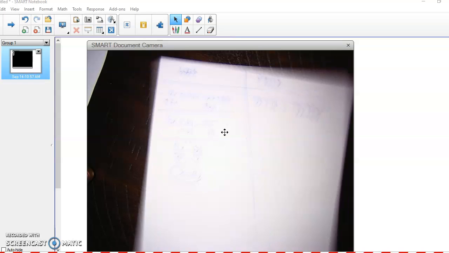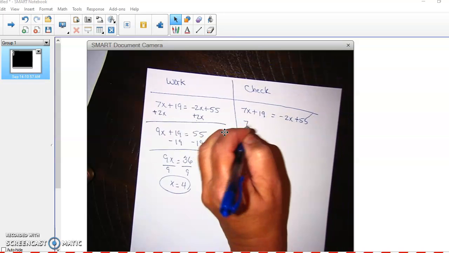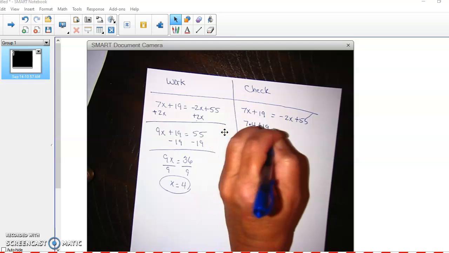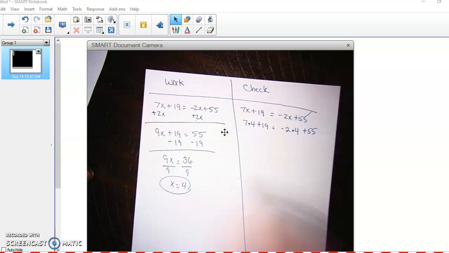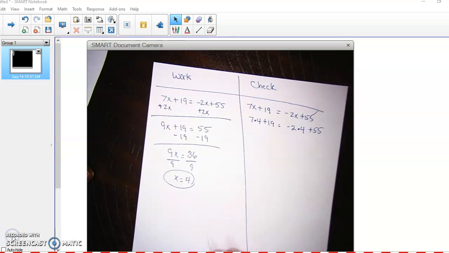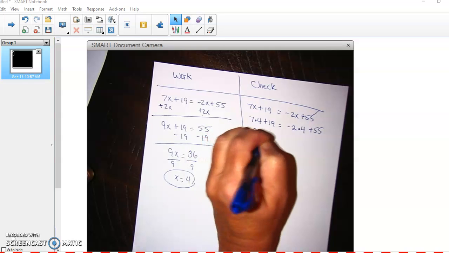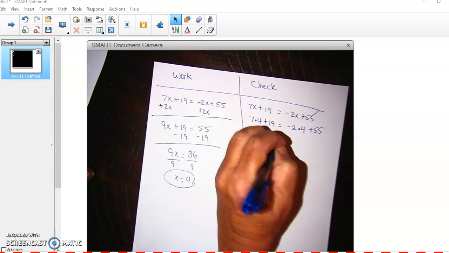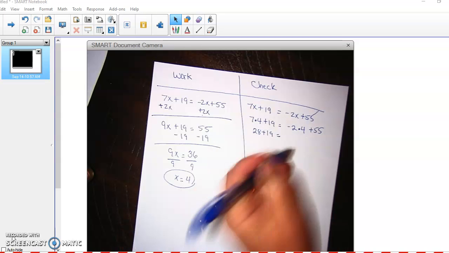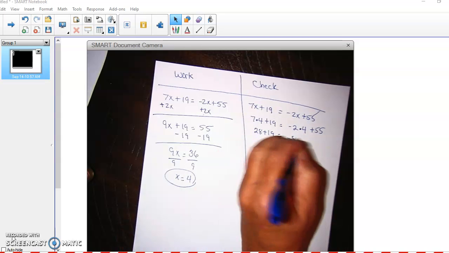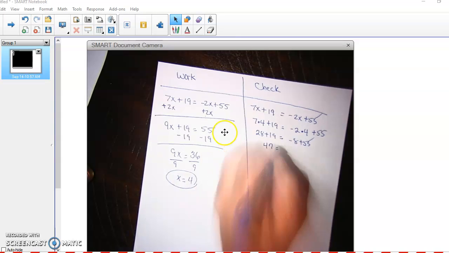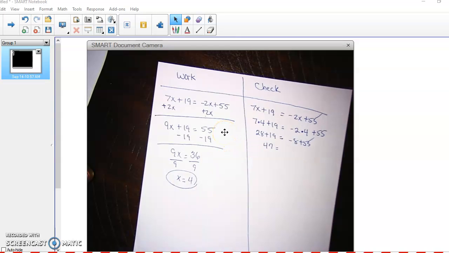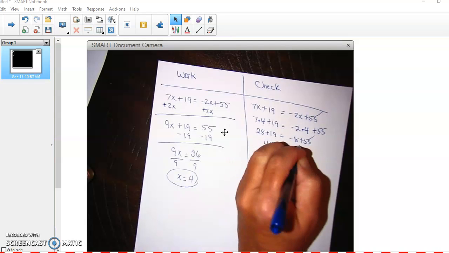Now I'm going to check it. So wherever I see x, I'm going to substitute in 4. Okay, so 7 times 4 is 28. And remember, one side has to equal the other in order for this answer to be correct. So negative 2 times 4 is negative 8 plus 55. So I'm going to do the math on the left-hand side first. And I get 47 on this side. And then on the other side, I get 47. So that balances. That's how I know that's correct.